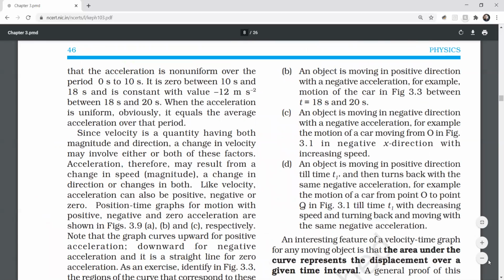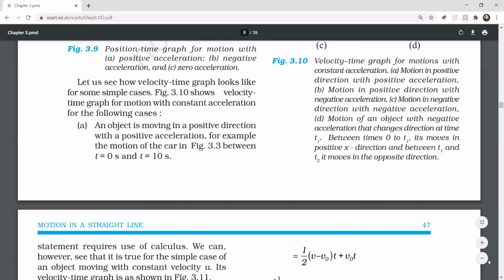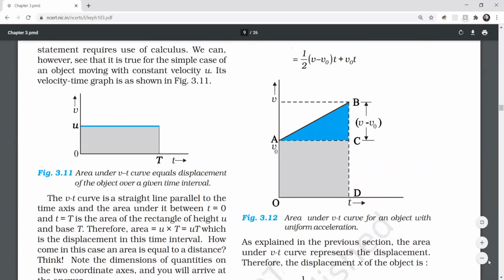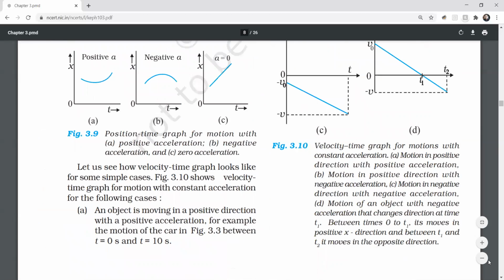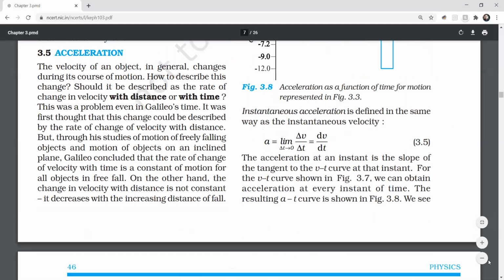Let's quickly go to, let's see what else I want to talk about. Okay, yeah, coming to uniform acceleration, I wanted to talk about this. Okay.